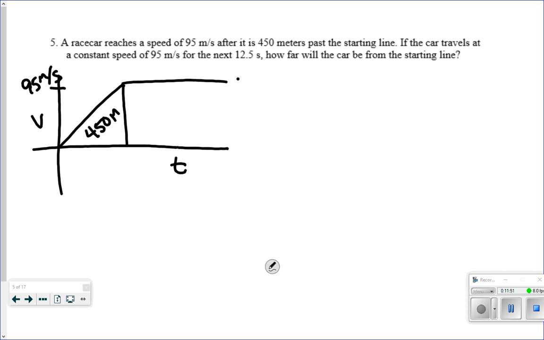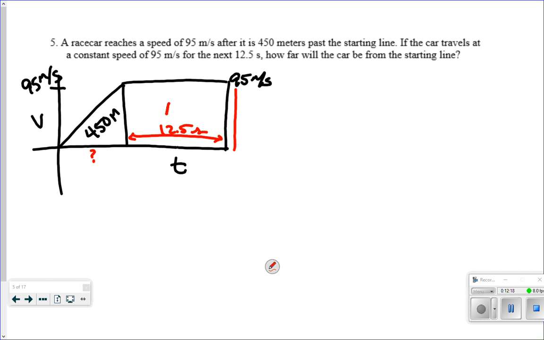Okay, so this is still 95 meters per second for speed. The thing that you have to remember is that the 12.5 seconds goes from here to here. Now, I don't know how long this is, but the good news is I don't think I'm going to need it. I just know that this particular rectangle, the base of it, the length of it is going to be 12.5, and the height of it is going to be 95.